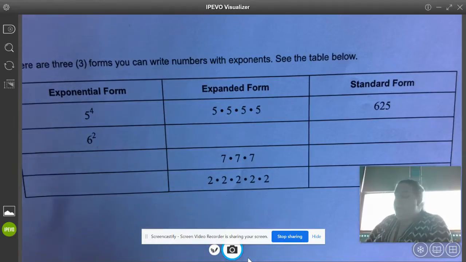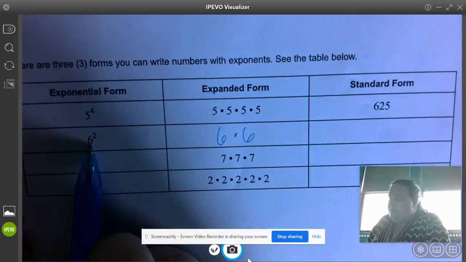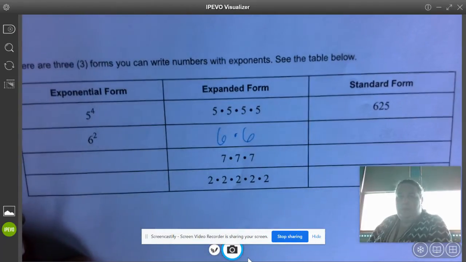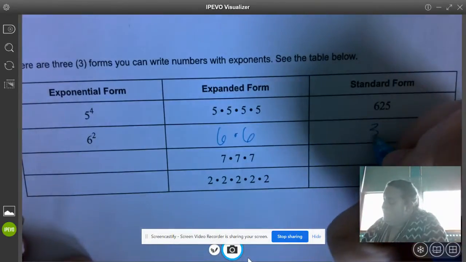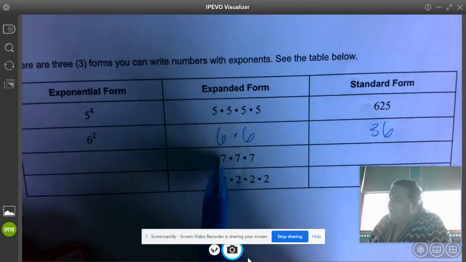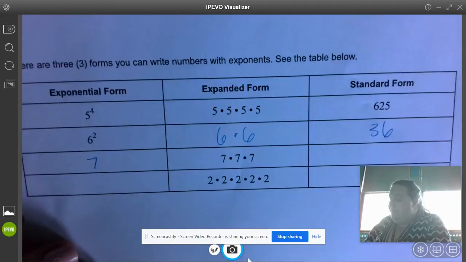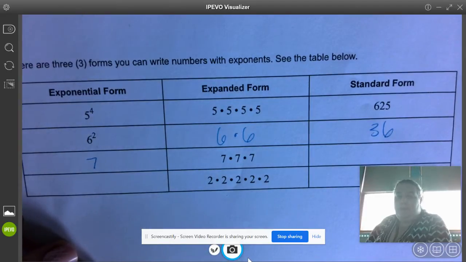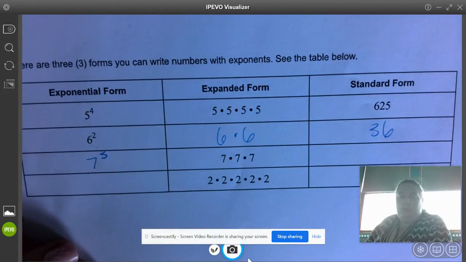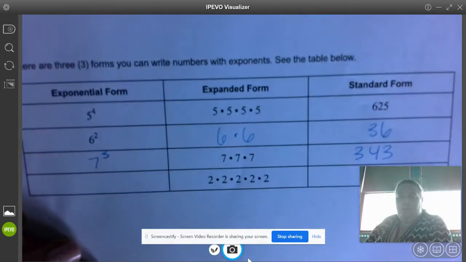Okay. Now that you've had a chance to try it, this one should be 6 times 6. So 6 is my base, and it has an exponent of 2, so that means it's multiplied by itself, so a total of 2 sixes. And when I actually multiply that, I get 36, okay? This next one, they give us repeated multiplication, so I can see that the number 7 is being multiplied by itself. So 7 is my base, and there are 3 of them, so the exponent is 3. And when I multiply that out, I get 343, okay?